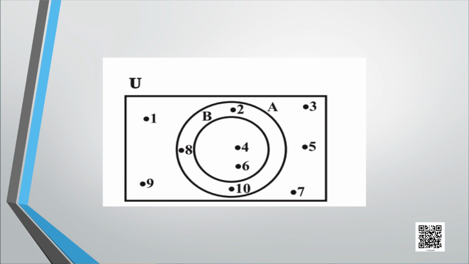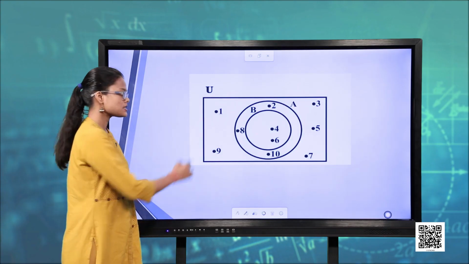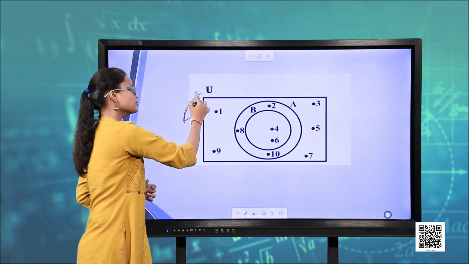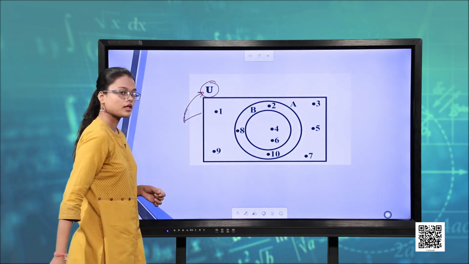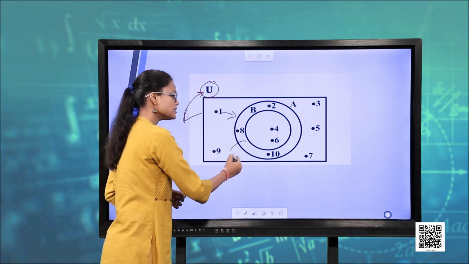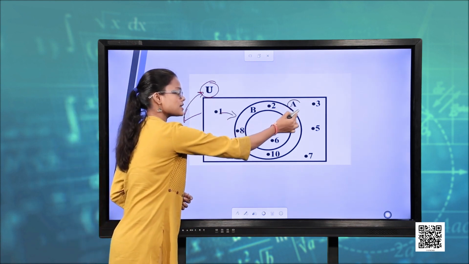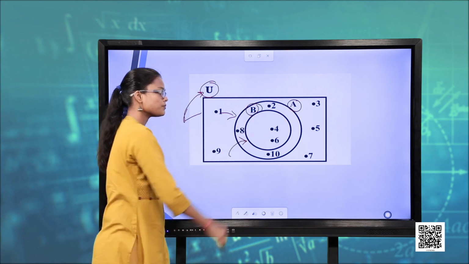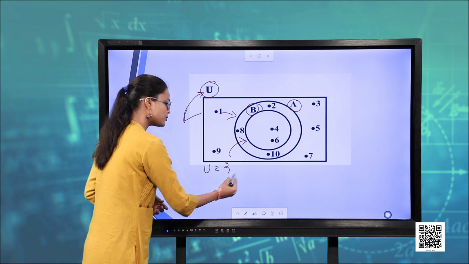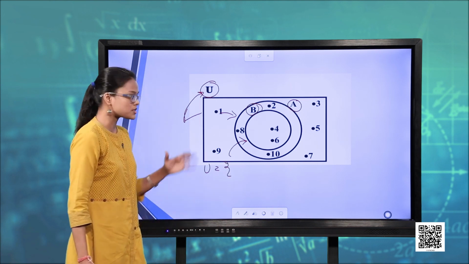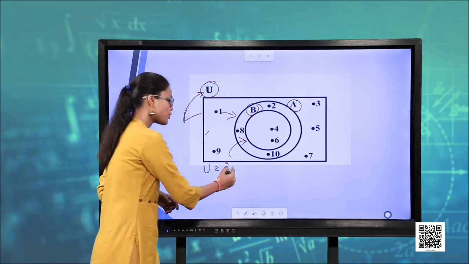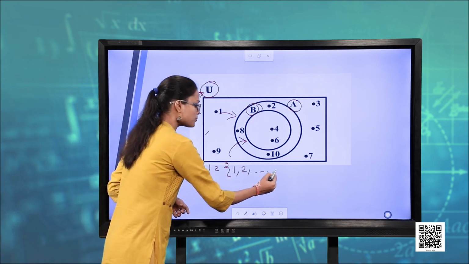As you can see in this picture, this rectangle is representing a universal set U, and the subsets of U are represented by these circles, which are set A and set B. So what are the elements in the universal set U? All the numbers which are inside this rectangle. They are 1, 2 up to 10.